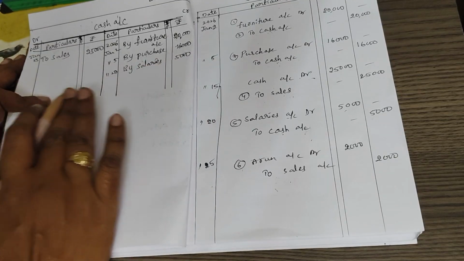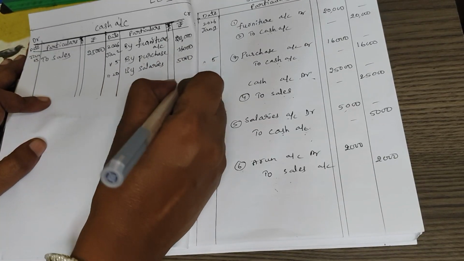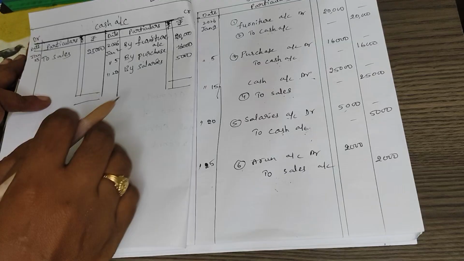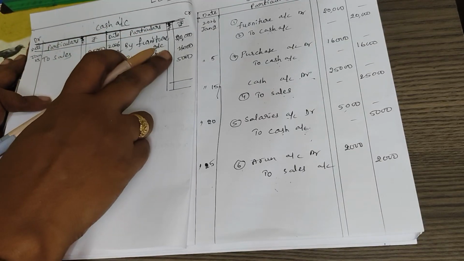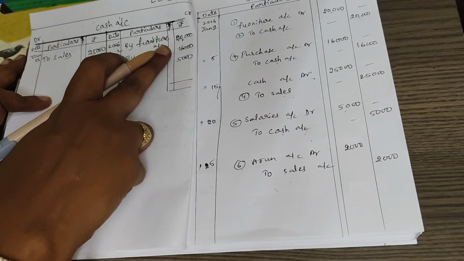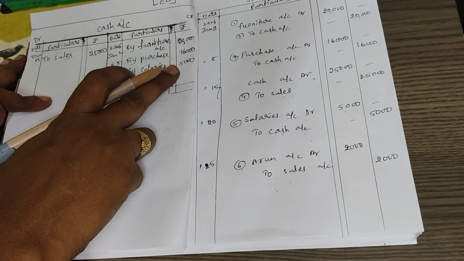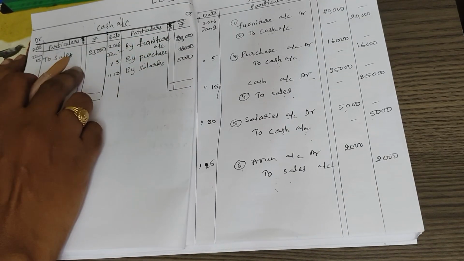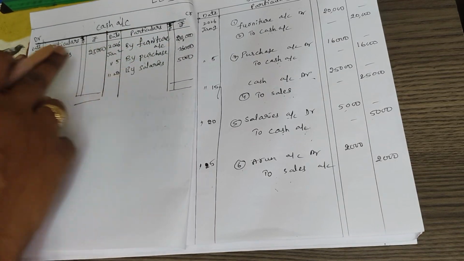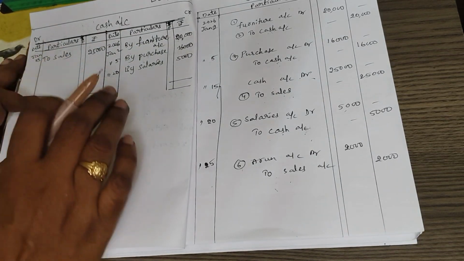Then you need to close the cash account. How to close the cash account? Just take the totals. 20, 16, 5. So 20,000 plus 16,000 is 36,000. 36,000 plus 5,000, how much? 41,000. So on the credit side we have 41,000. On the debit side we have 25,000. So which side is more?